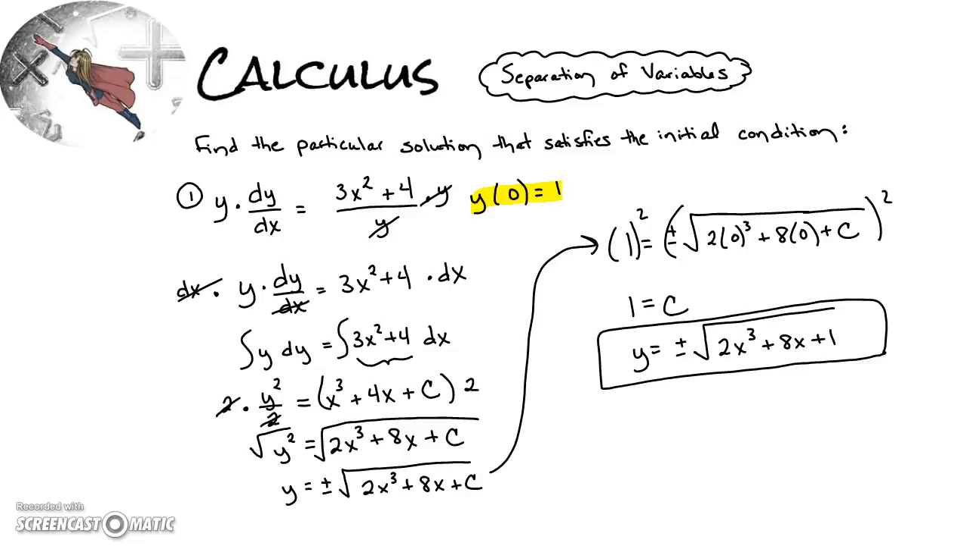And actually, as I'm taking a closer look at this, it would only be the plus, not the minus. Because think about if we plug that initial condition back in again. It's supposed to be y of 0 equals 1. So if I have 1 equals the square root, and then this is all going to be 2 times 0 cubed plus 8 times 0 plus 1. The only way this is a true statement is not if I have a plus or a minus. It's only if I have a positive, because then 1 would equal the square root of 1. So 1 equals 1.